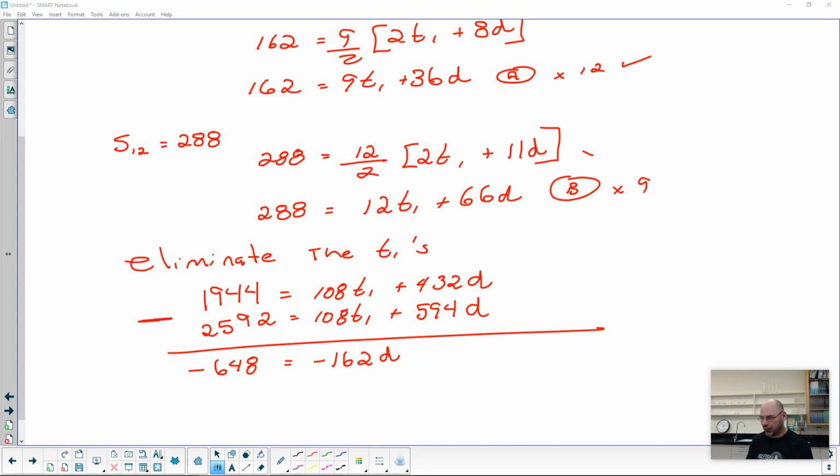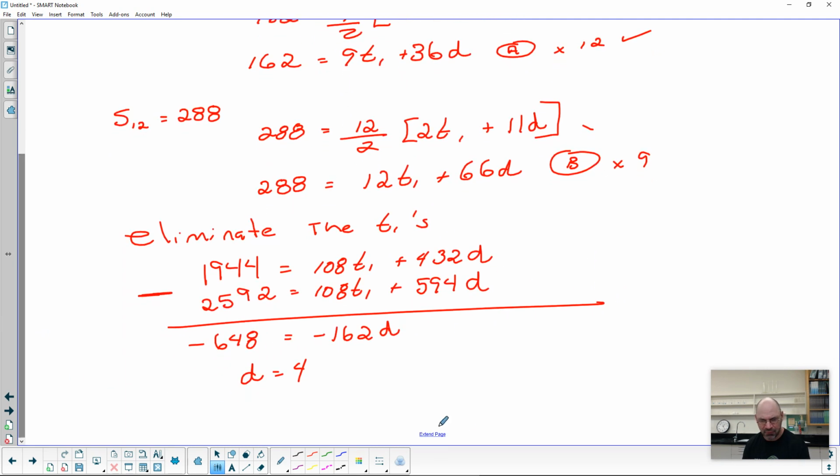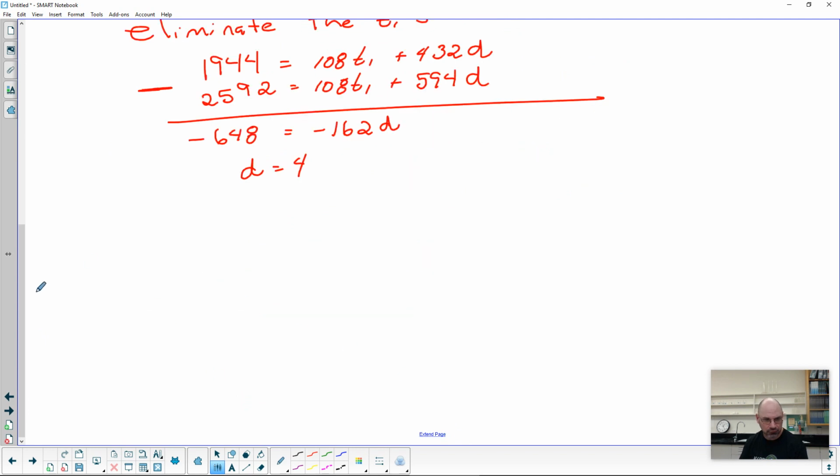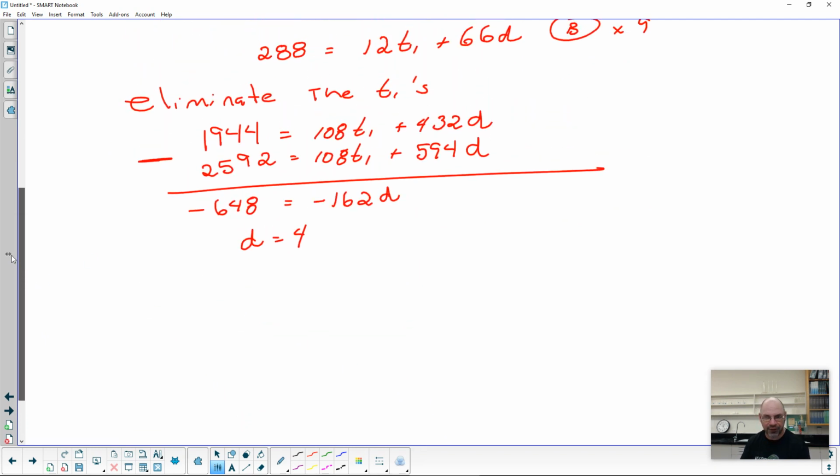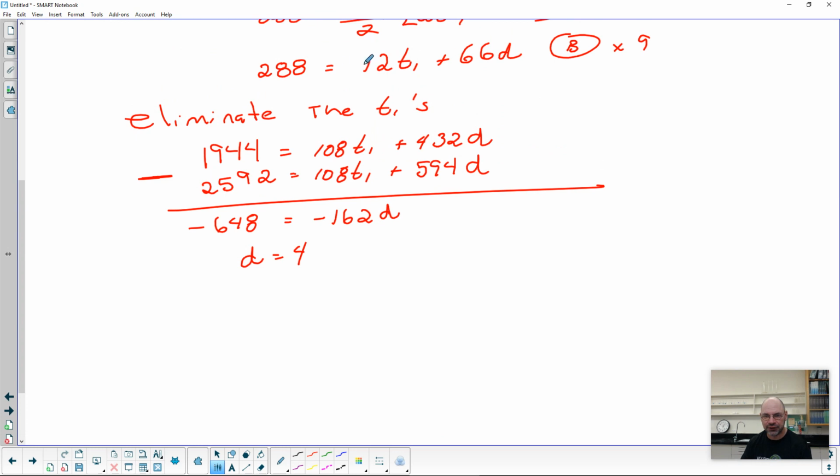Okay, so we're going to divide out now. So we divide by 162 on both sides, and D is a 4. So now that we know that D is 4, we can find out what T1 is by going back to one of these original equations and finding it. So let's slide this down a little bit and make some more space here. Let's take this equation right here.